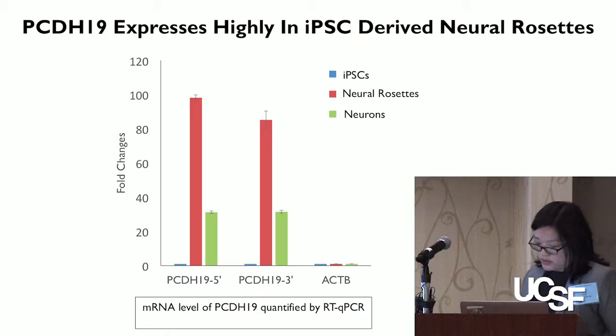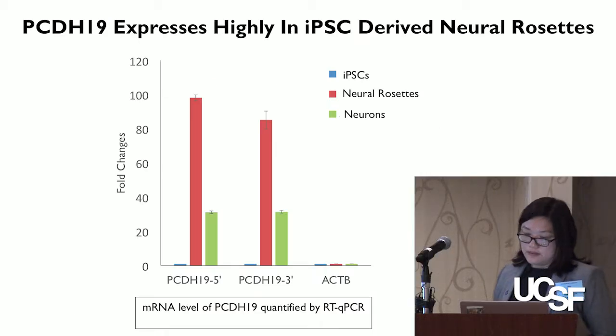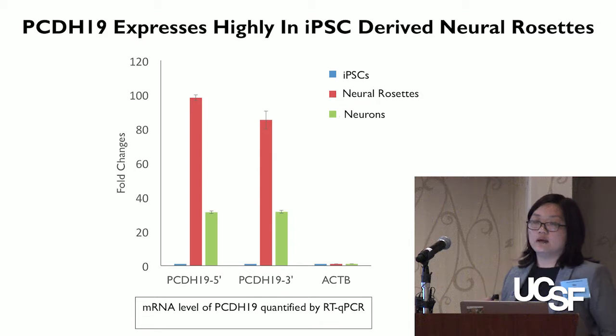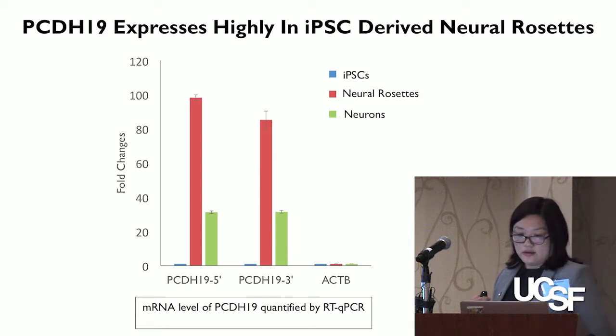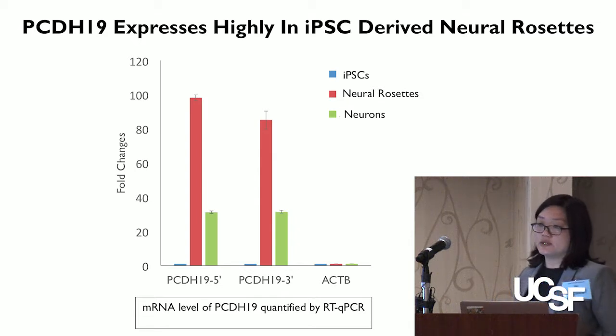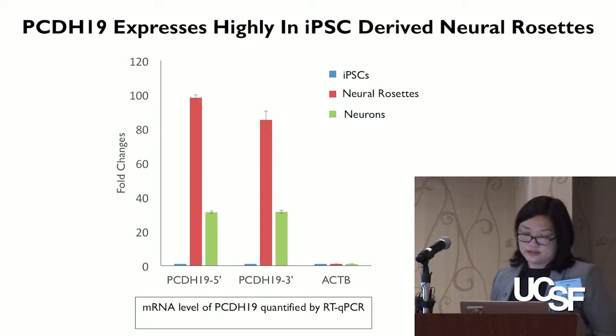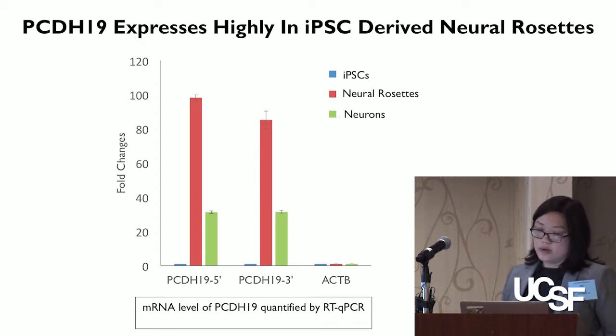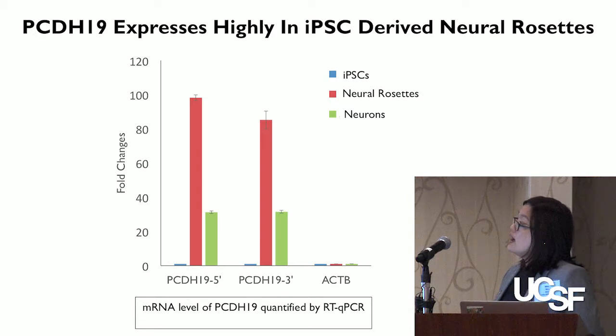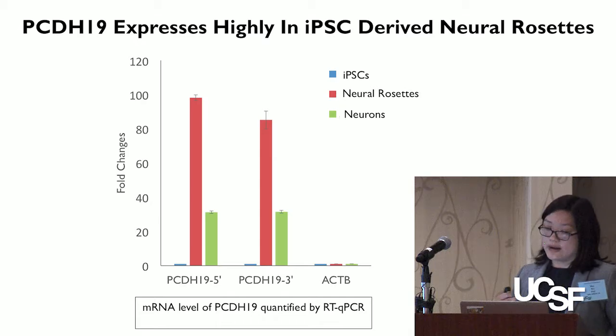So the first question we ask is, based on the in vivo data and the human in situ hybridization data, PCDH19 is expressed throughout the cortical development stages. And in our in vitro system, can we identify where PCDH19 is and whether the expression pattern of PCDH19 really matches what we have learned so far?